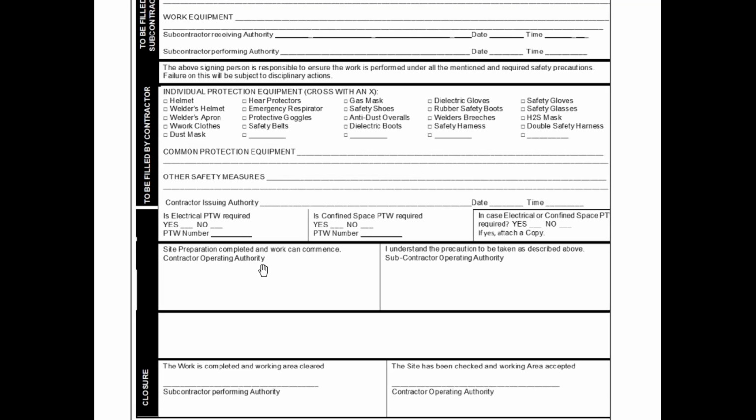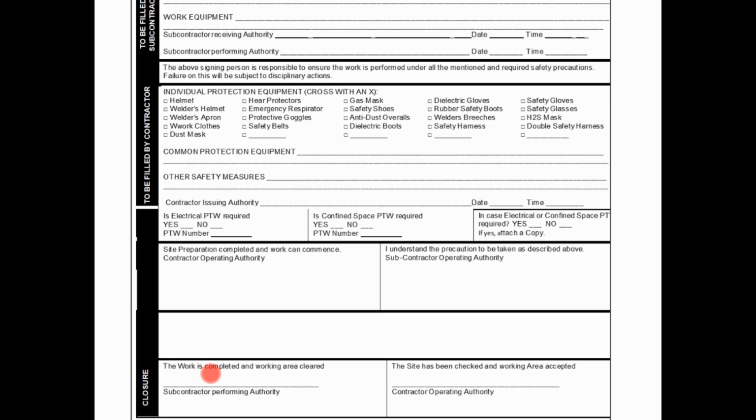Then site preparation, completion and work can commence. Contractor operating authority: I understand the precautions to be taken as described above. Subcontractor operating authority. So before signing these things, the contractor and subcontractor should understand what exactly is written here, what exactly we have to do, and whether all these tools, equipment, PPEs, firefighting equipment are available or not.